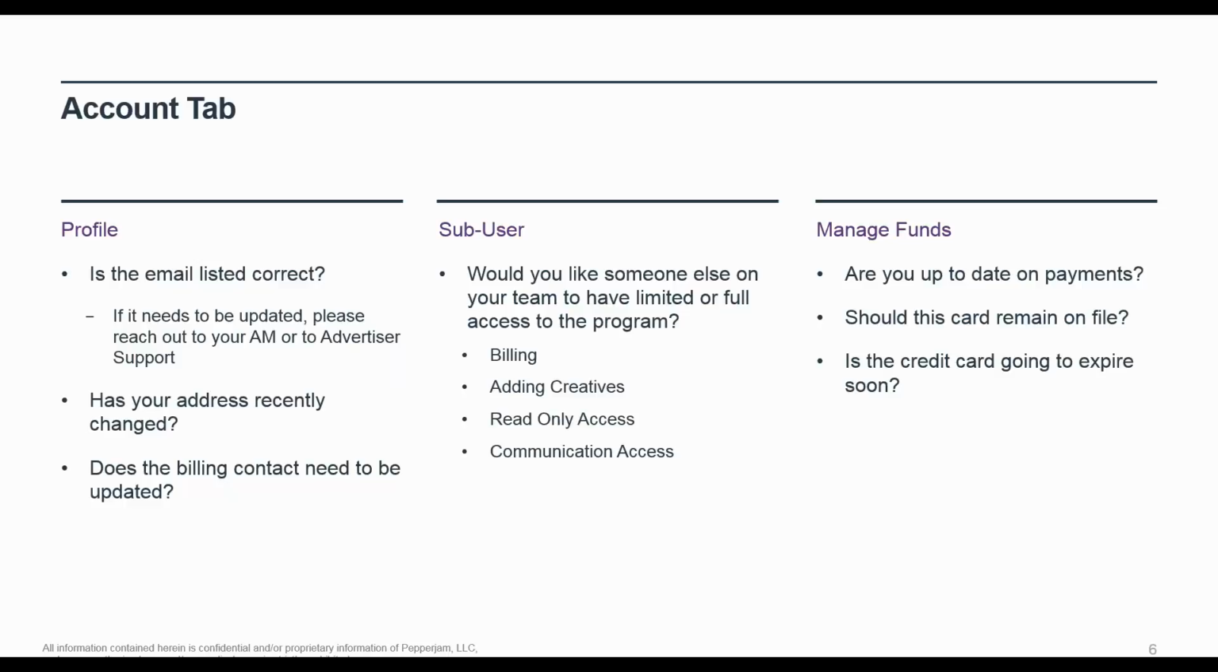Should this need to be changed, you will need to reach out to your account manager or advertiser support to have it updated. You also want to ensure all the company information is correct. This refers to the address, URL, and billing contact. If any of this has changed, you can update it here in this section.